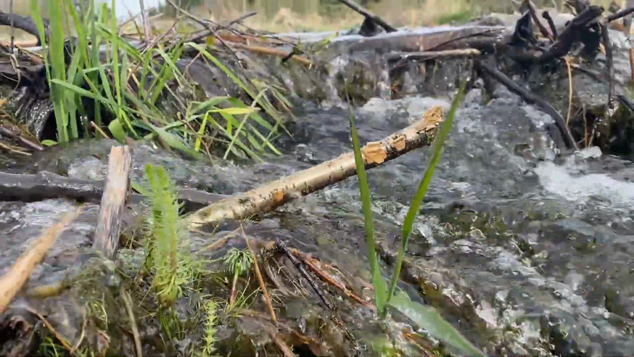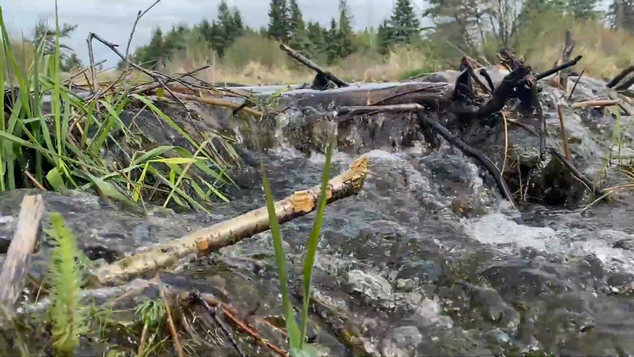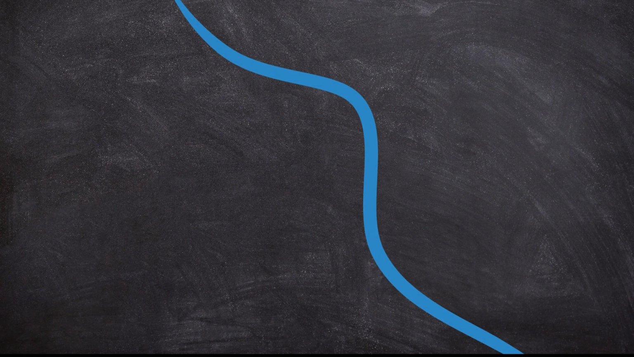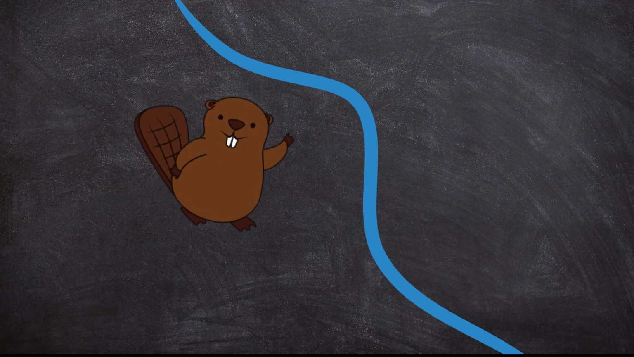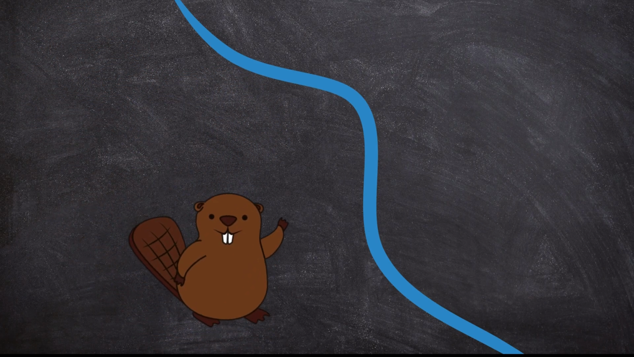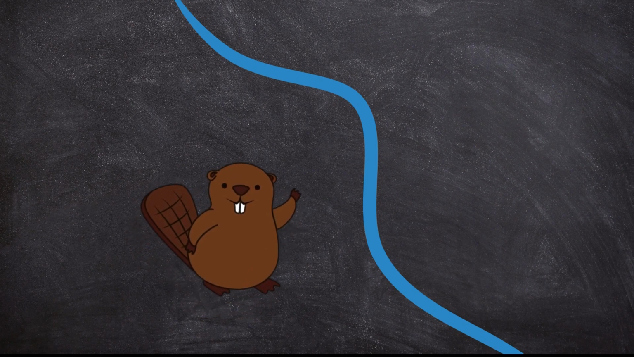Let's take a look and see just how a beaver can shape and form wetlands. Here we have a small creek. It's not very large or deep, but here comes a young and eager little beaver. As he swims down the creek, he is looking for a good place to build a dam.